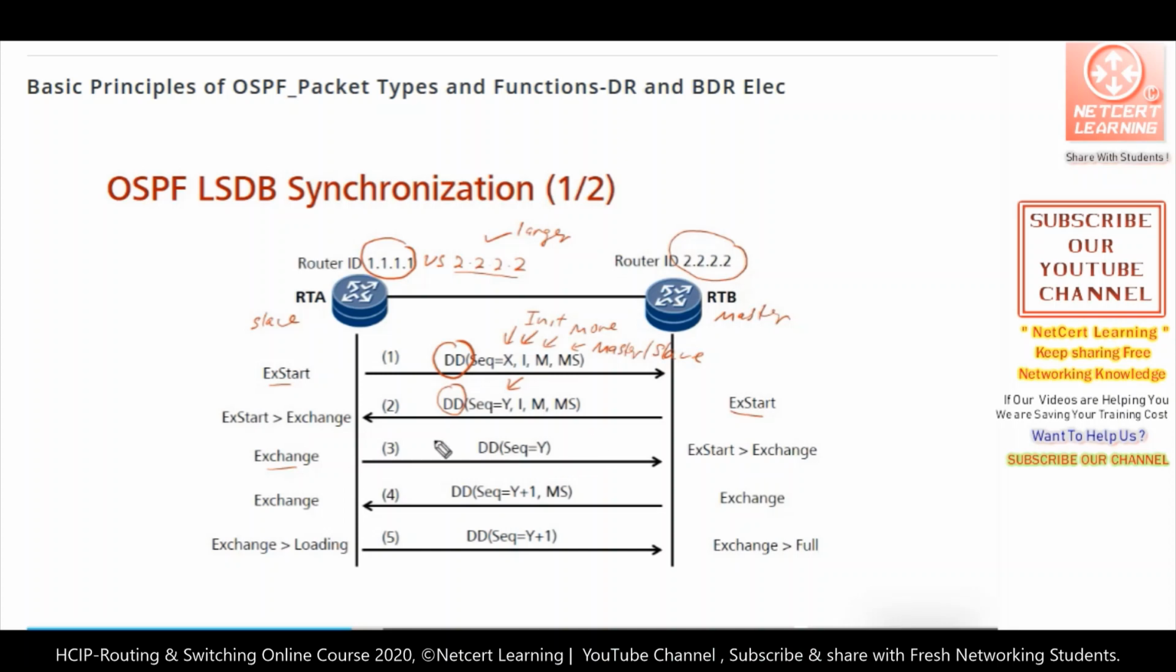With this decision, the ExStart goes into the exchange state. Router A, in exchange state, is going to send a database description following router B's sequence number. So instead of X earlier on, now router A is going to follow router B's sequence Y, as indicated over here. Router B, upon receiving it, goes from ExStart to exchange state. Router B, which is now in the exchange state, acknowledges that by sending a sequence number of Y plus 1 to router A. Assuming that this Y, let's say, is 200, then in step number 3, 200 will be sent to B. B will send 201, because it's plus 1, back to A. That is step number 4, and now router A is in exchange state.